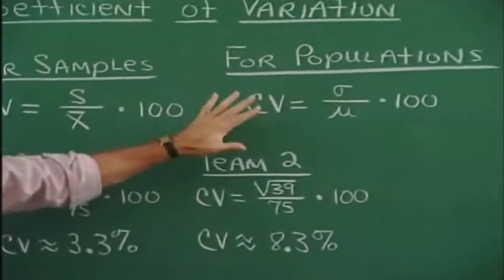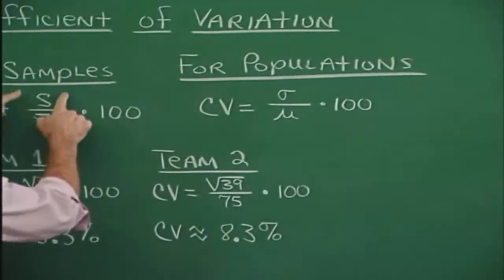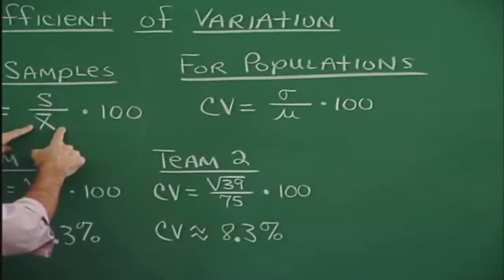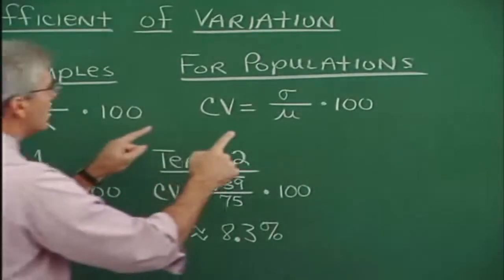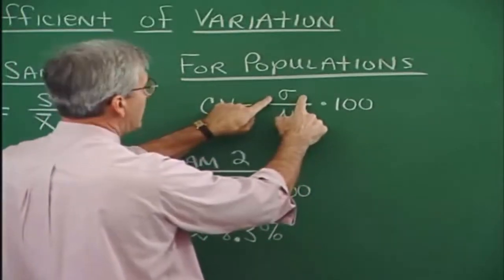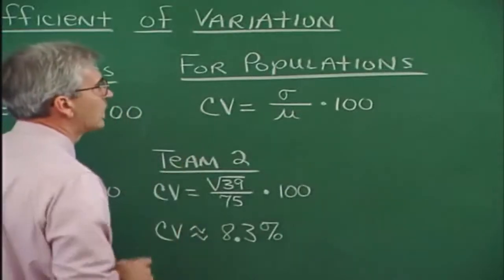For populations now, the formula is pretty much the same, except the notation is a little different. Here for samples, remember, it's S for standard deviation, X bar for mean, and over here for the populations, it is sigma for standard deviation, mu for the mean. And that's the only difference.